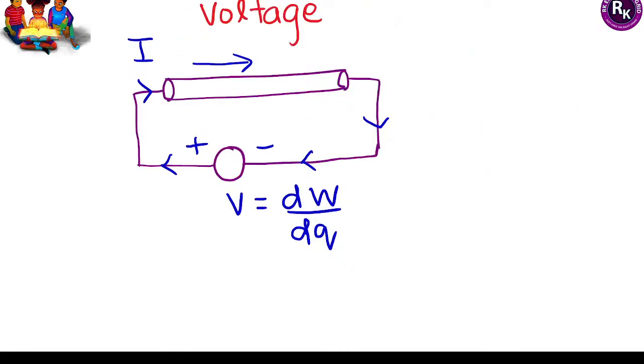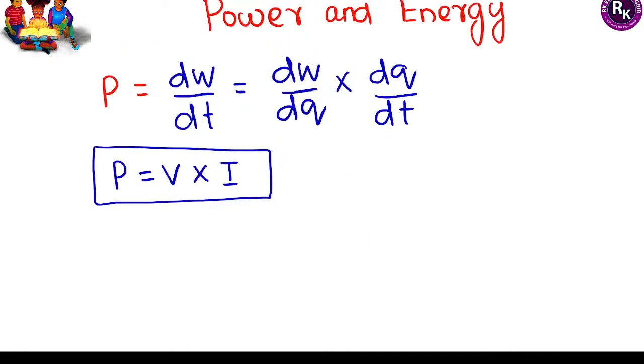Next, let us discuss voltage. Voltage is simply the amount of work done with respect to charge, and this is defined as voltage. With the help of voltage, we experience the current flow in the circuit in a closed path.